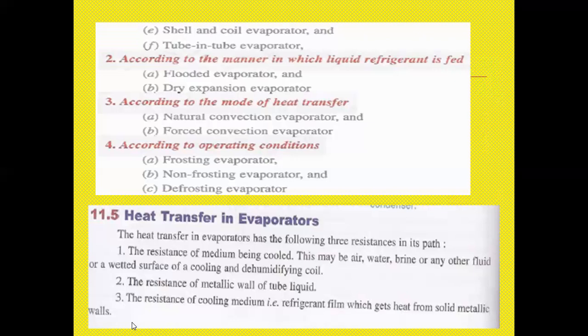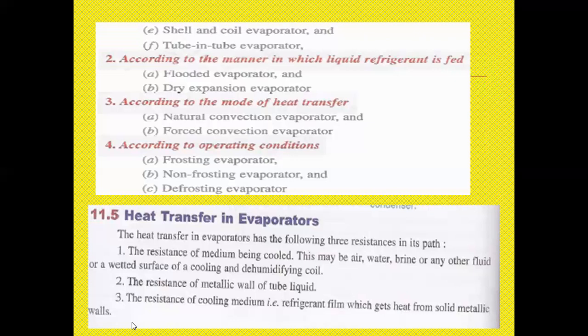Next, according to the operating conditions, the first one is the frosting evaporator, the second is the non-frosting evaporator, and the third is the defrosting evaporator. So like this, you have these classifications of evaporators in refrigeration systems. Got it? Next, we'll see each of these classifications in detail according to the syllabus.